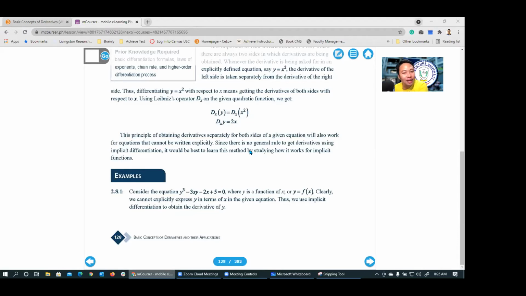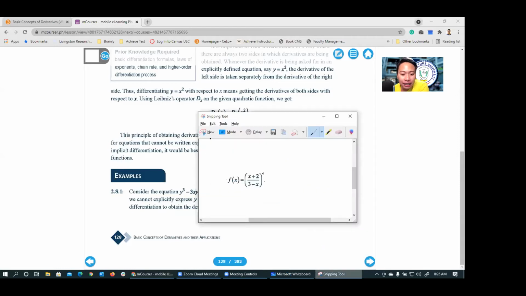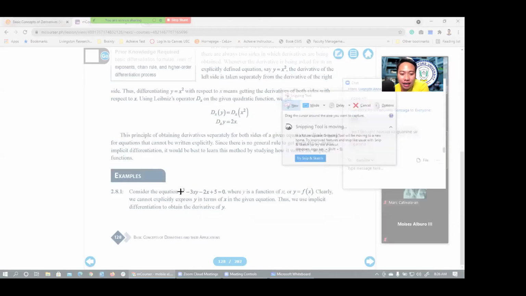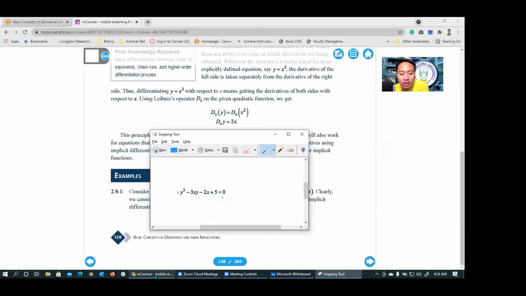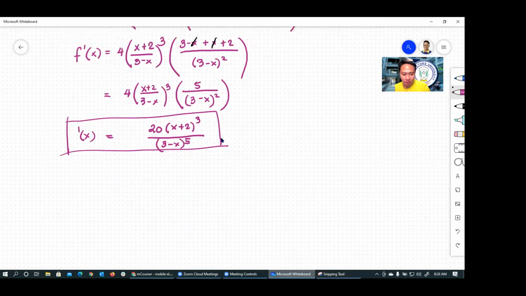Okay, all right. So take a look at this example, guys. y cubed minus 3xy minus 2x plus 5. This example is considered as taking the implicit derivative of this function. Because if you notice, the y itself is written multiple times, one for y cubed and one for the 3xy. So how do we go about this one, sir?